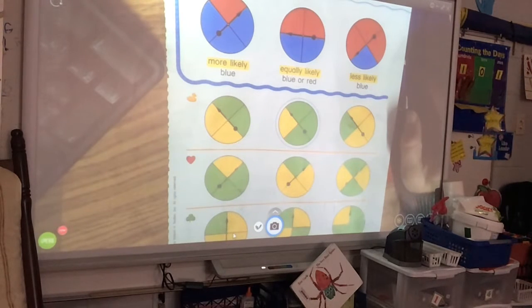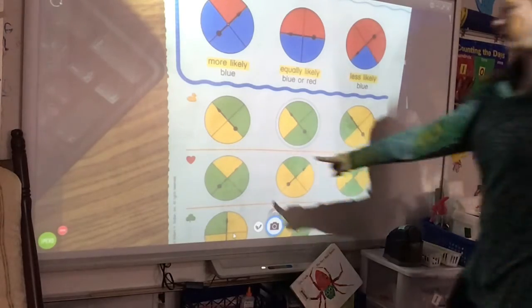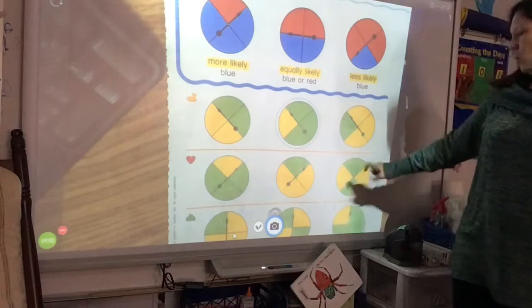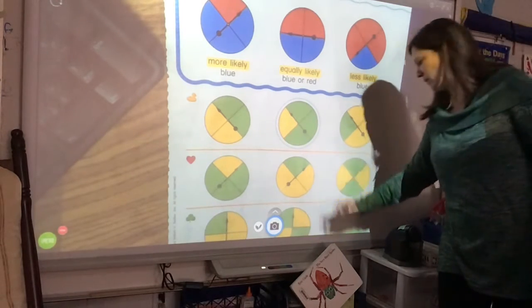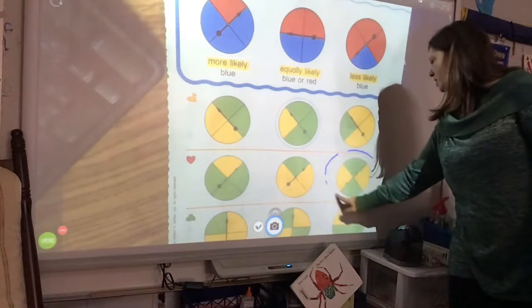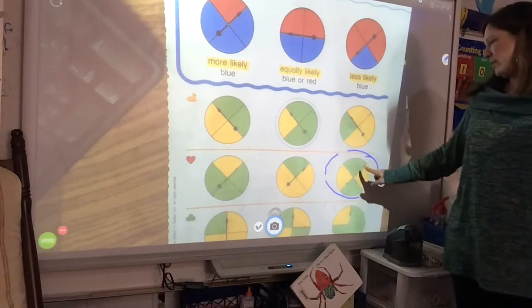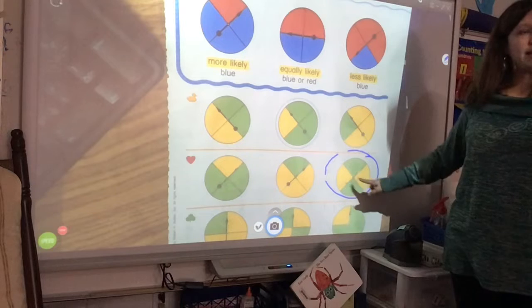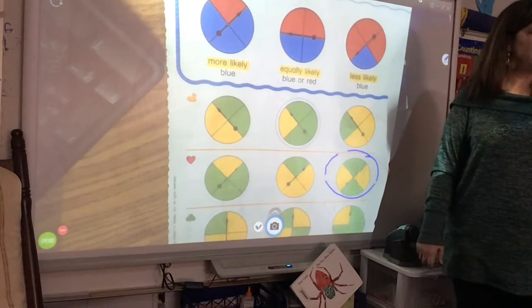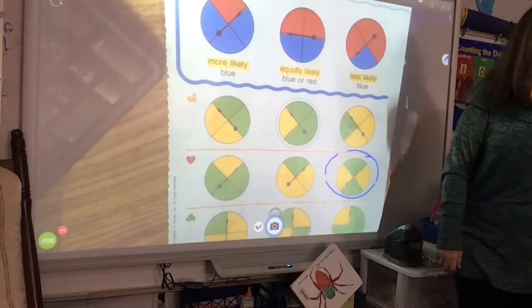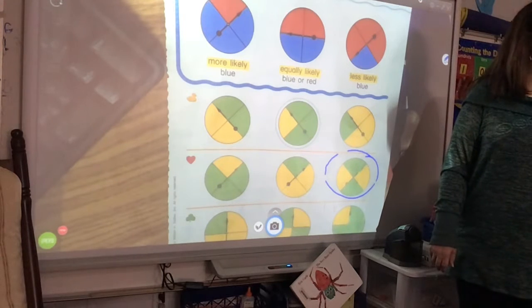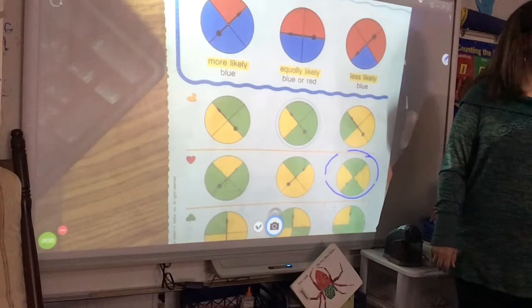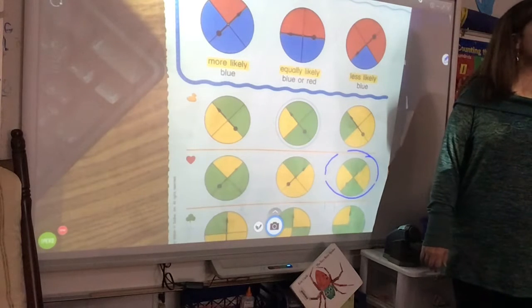Do you think you know it, Addie? Which one? Do you think it is the first one, the second one or the third one? It's the third one. Let's see. She said the third one. I'm going to circle it. Let's see if she's right. Are there equal numbers of green and yellow? Yes. So is she right? Yes. She was very much so right. Do you understand why those are equally likely? Yes, because it's the same number.